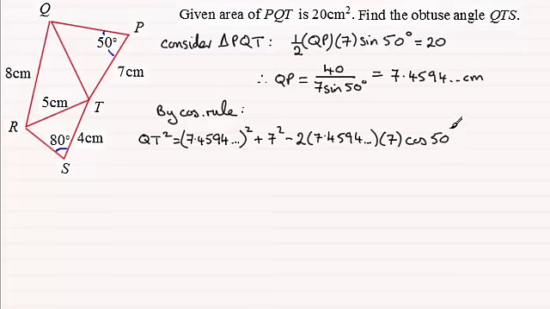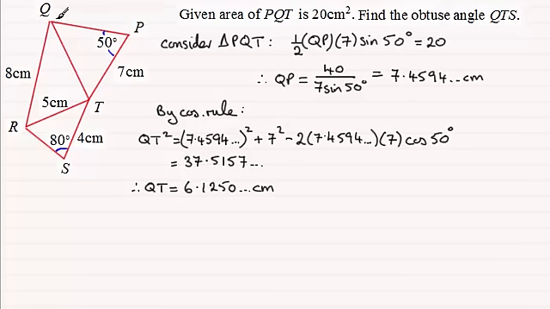So if you're unsure of the cosine rule, do check out my earlier videos on this. Now if you work this out, again make sure your calculator is still in degrees mode, then you should find that you get 37.5157 and so on. And to get QT, I just need to take the square root of that. So therefore, QT equals the square root of this, and if you do that, you should find you get 6.1250 and so on. And that's going to be measured in centimeters.